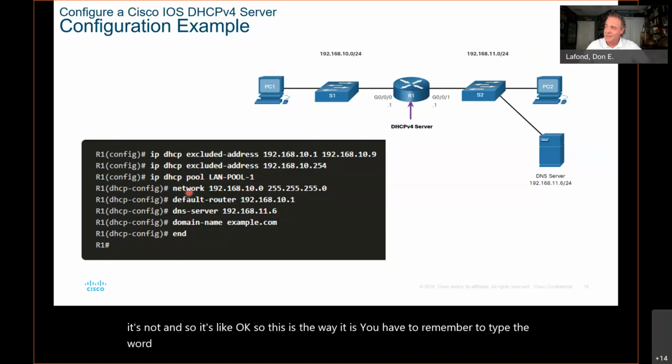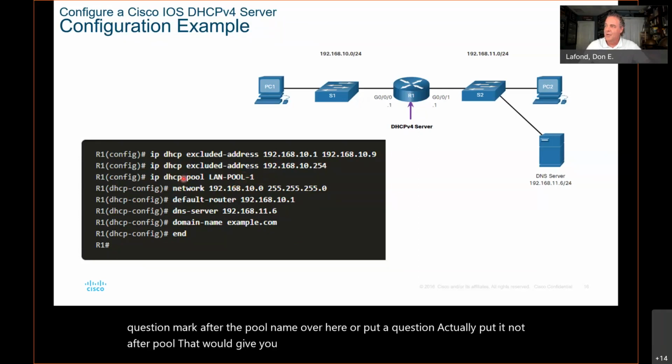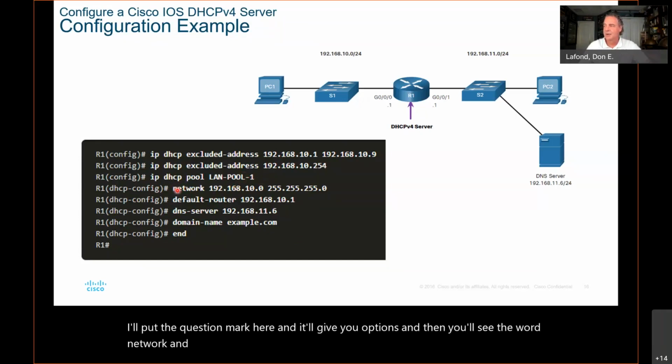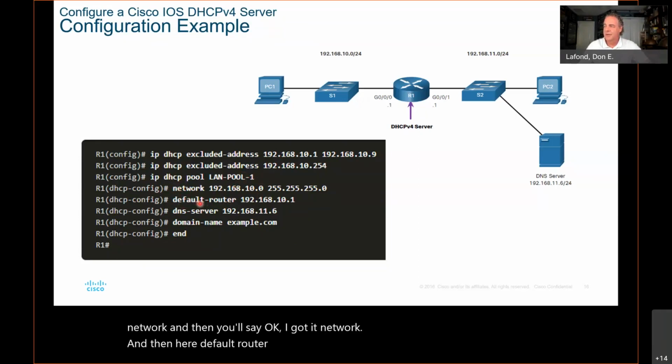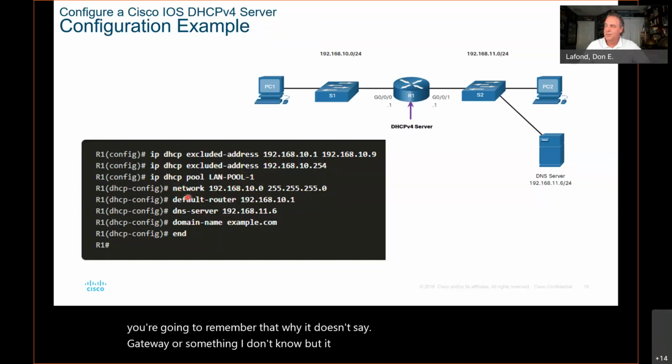Now, if you can't remember to type the word network, just put a question mark after the pool name, or actually not after the pool name, since that would give you options after pool. It'll go into pool configuration mode. I'll put the question mark here and it'll give you options, and then you'll see the word network, and you'll say, okay, I got it, network. And then here, default-router, same thing, another question mark. I don't know why it doesn't say gateway or something, but it says default-router, so put the question mark there if you forget it, it's not a big deal.